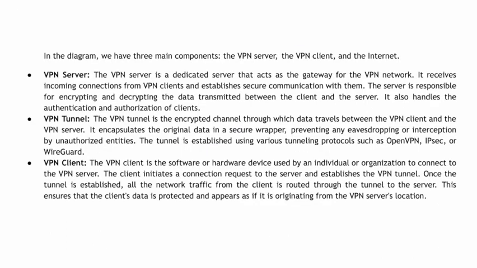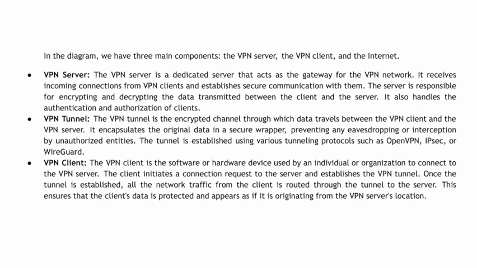Okay, explanation. In this diagram we have three main components: the VPN server, the VPN client, and the internet. The VPN server is a dedicated server that acts as a gateway for the VPN network. The VPN tunnel is an encrypted channel through which data between the VPN client and the VPN server travels; it encapsulates the original data in a secure wrapper.